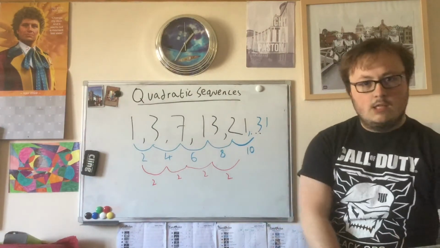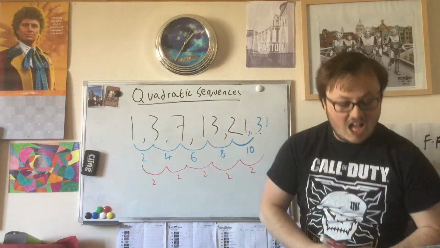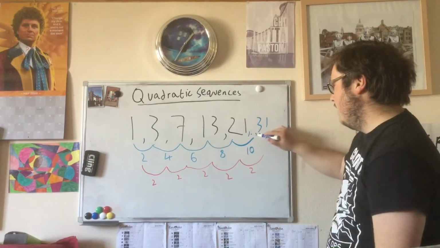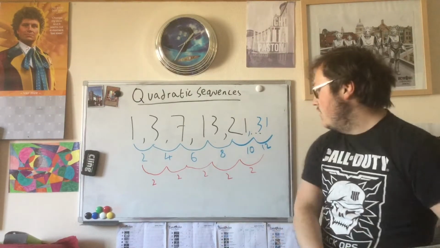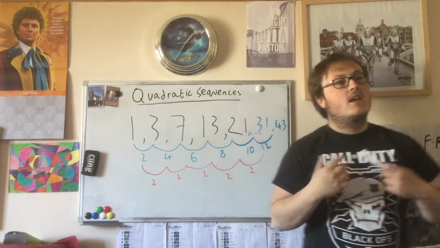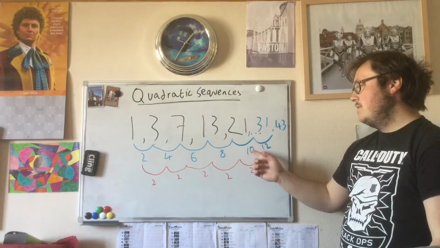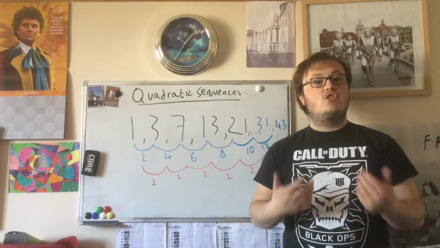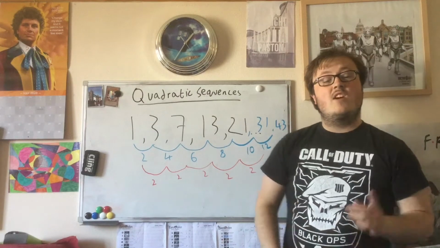To find the next term of this sequence, there's going to be a difference of 2 again. And that means that we're going to be adding 12 on each time. So the next term will be 43. And we can carry on with this. It's quite a difficult thing to remember because you need to remember that the differences will increase by 2 each time. But once you've got the hang of that, generating quadratic sequences are quite simple.